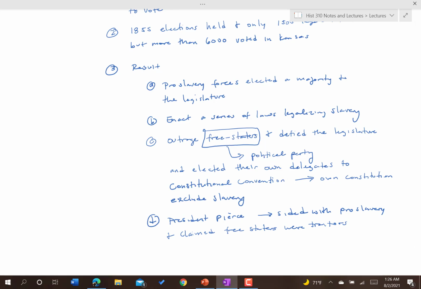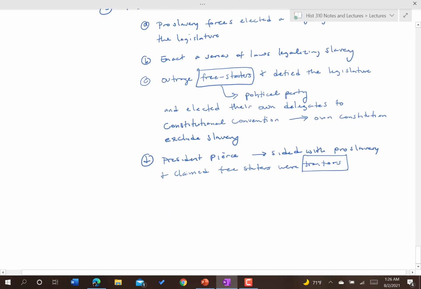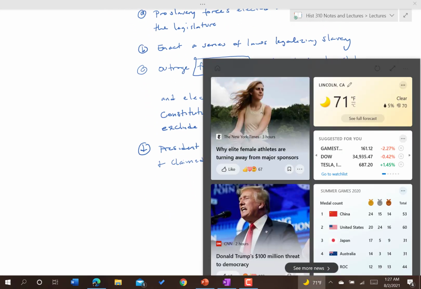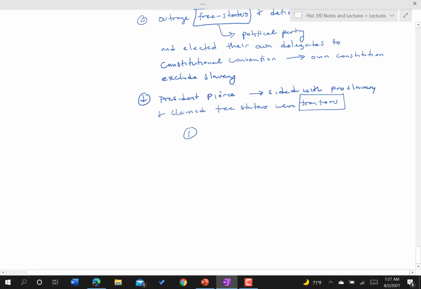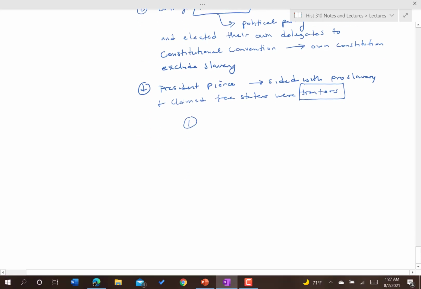But what's significant about this is that by labeling them as traitors, it kickstarted a decision by people to arrest them.